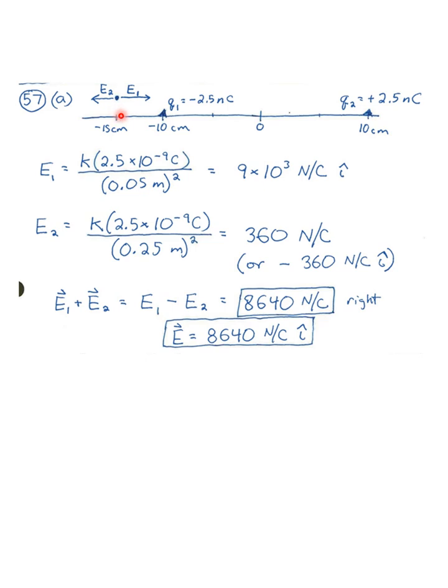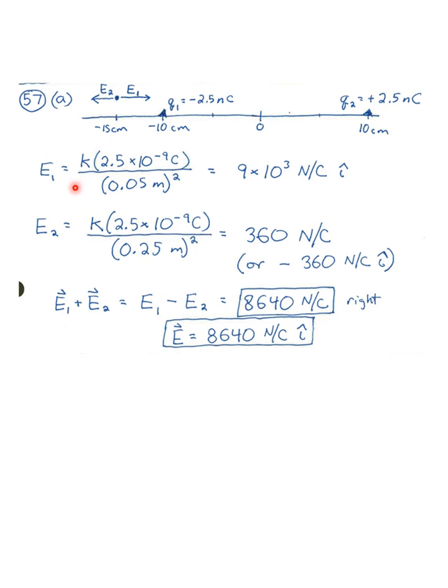The electric field of 2, well, since charge 2 is positive, it would be repulsive towards a positive charge. That's where my pointer's at. And so the electric field from 2 points away. It points to the left. So we have E1 pointing to the right, E2 pointing to the left. Let's solve for each of those.